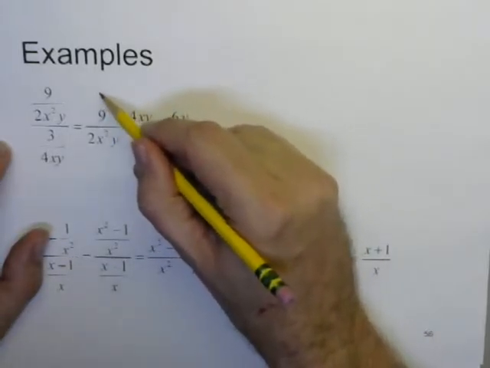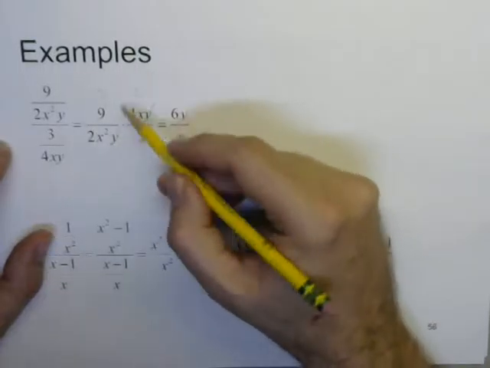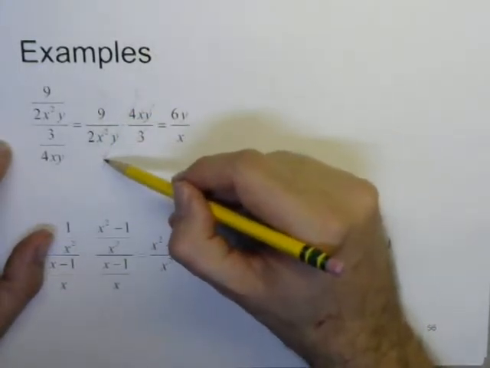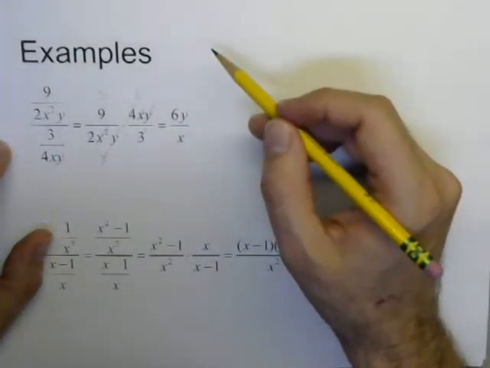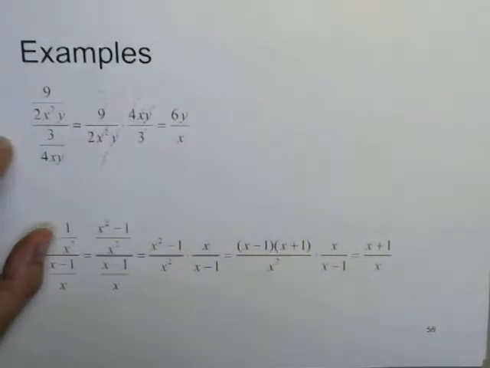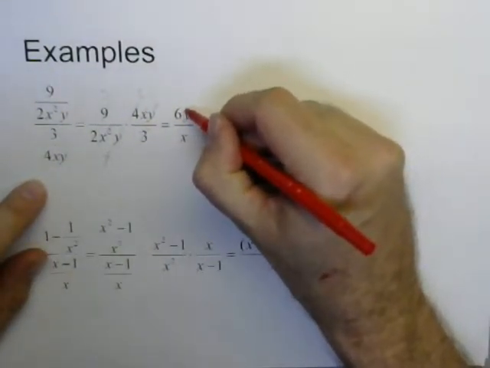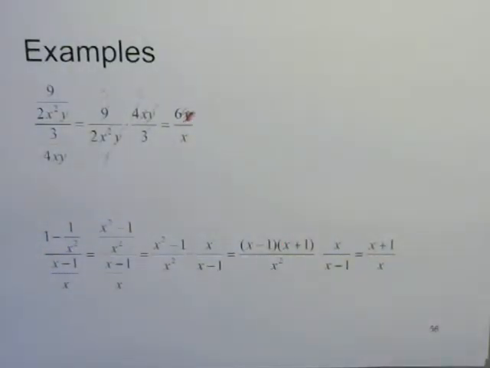3 goes into 9 3 times, 2 goes into 4 twice. That y will cancel with that y. That x will cancel with one of those x's, leaving you with 3 times 2 over x times y on the top. Oh, I guess that y shouldn't be there, sorry. Because those y's are going to cancel. So that will just leave you with 6 over x there.